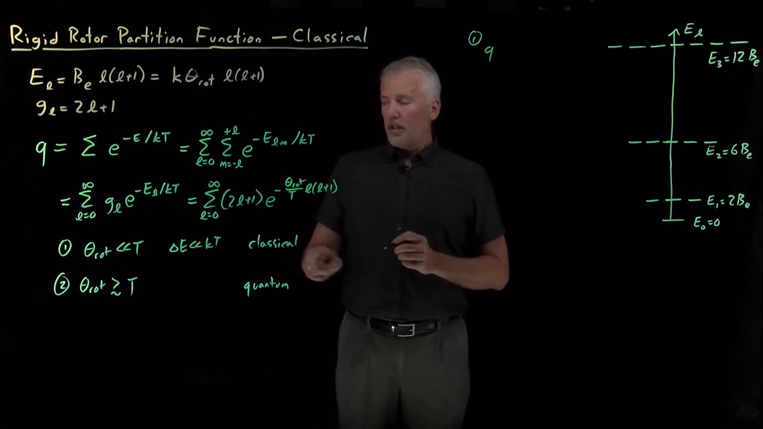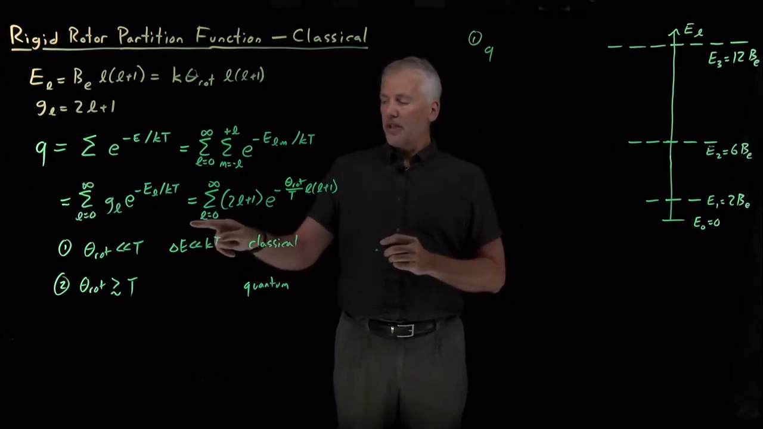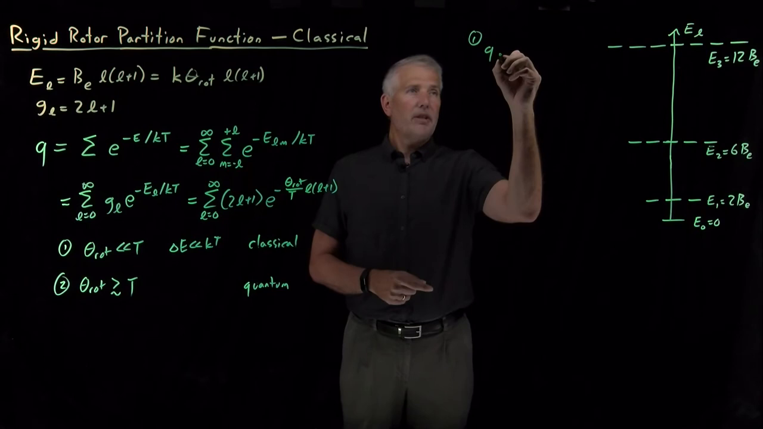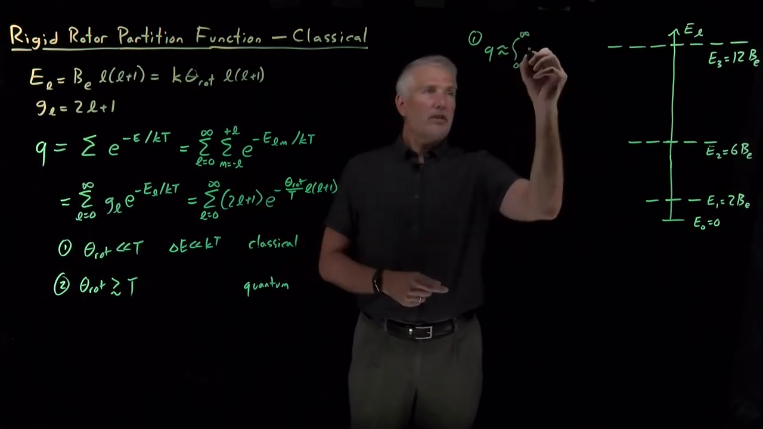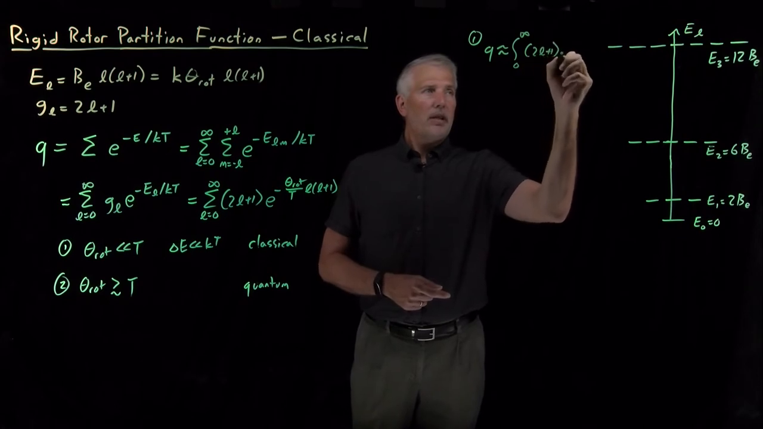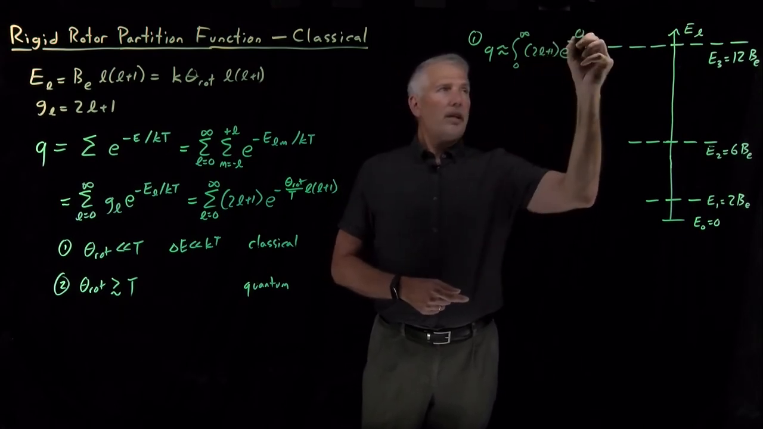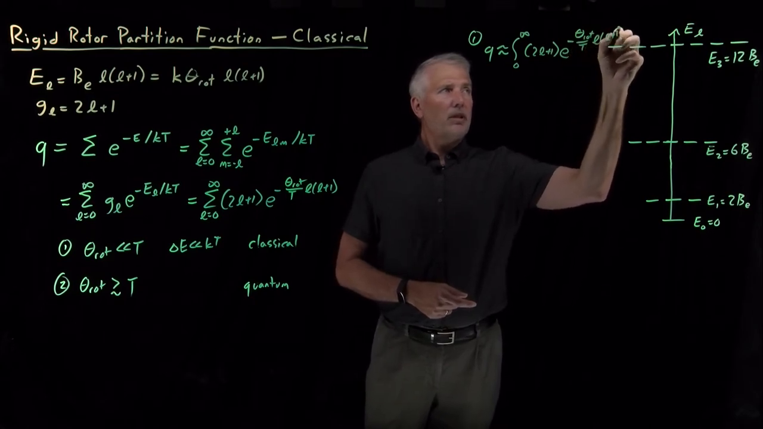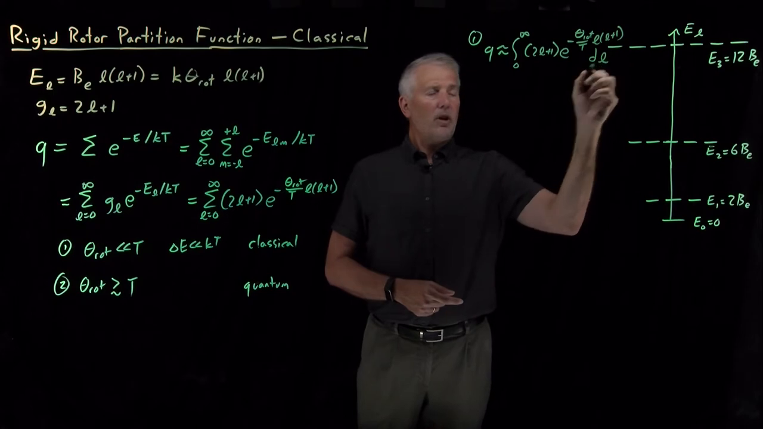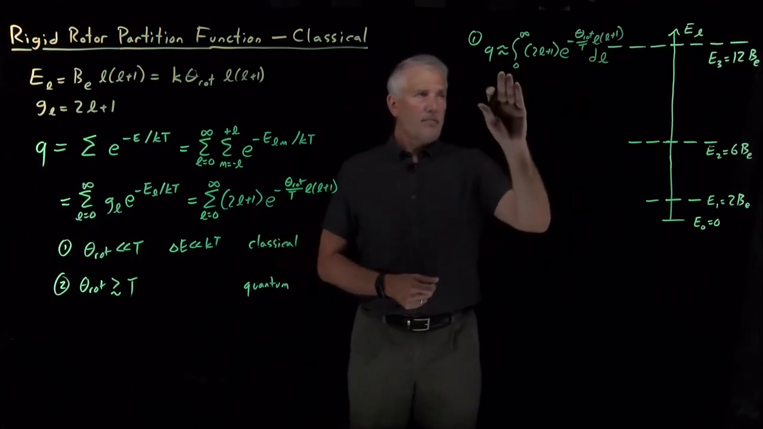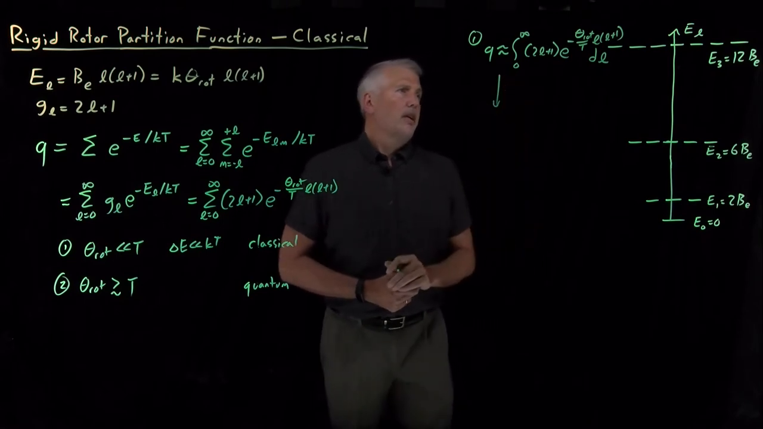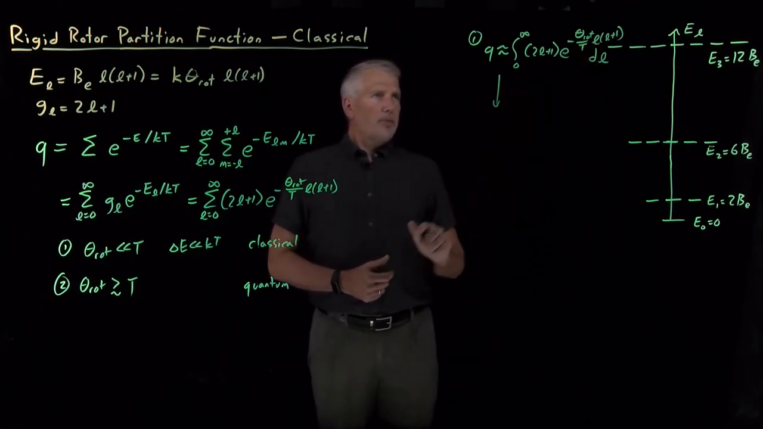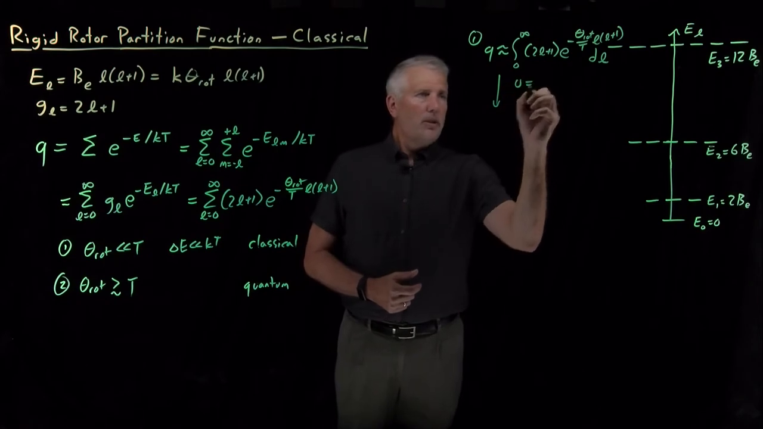So for case number one, if we're in the classical limit, I can say the partition function isn't this sum from 0 to infinity, but it's going to be close to the integral from 0 to infinity of the same quantity, 2L plus 1, e to the minus theta over T, L times L plus 1, and I'm integrating over all possible values of L. So that's an integral, and we can in fact do that integral relatively simply. Maybe it doesn't look super simple, but it yields quite easily to u substitution.